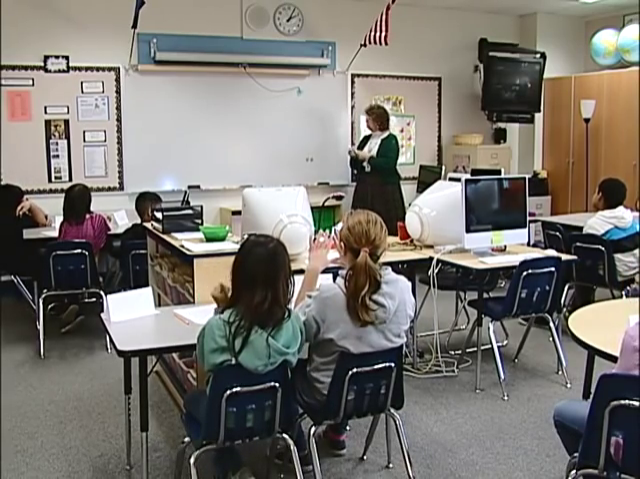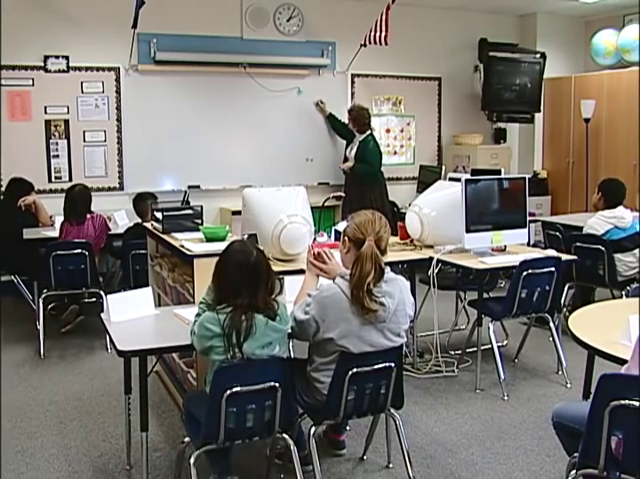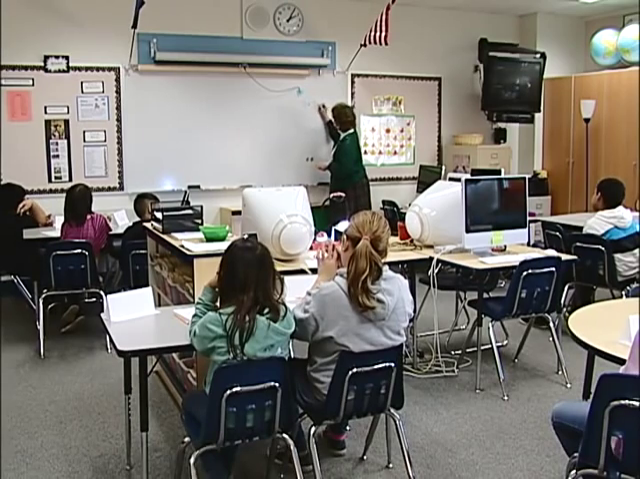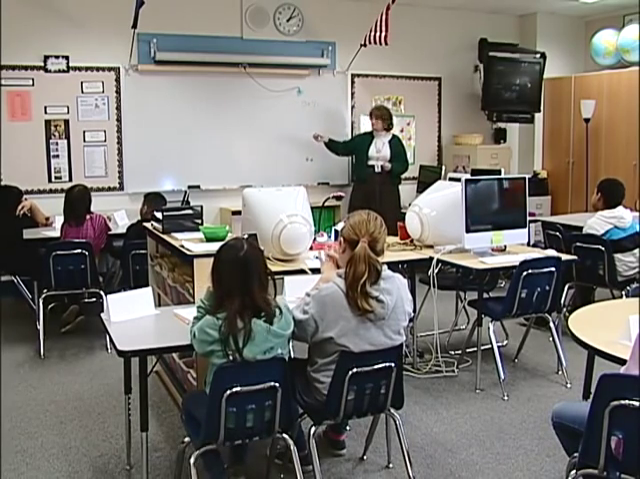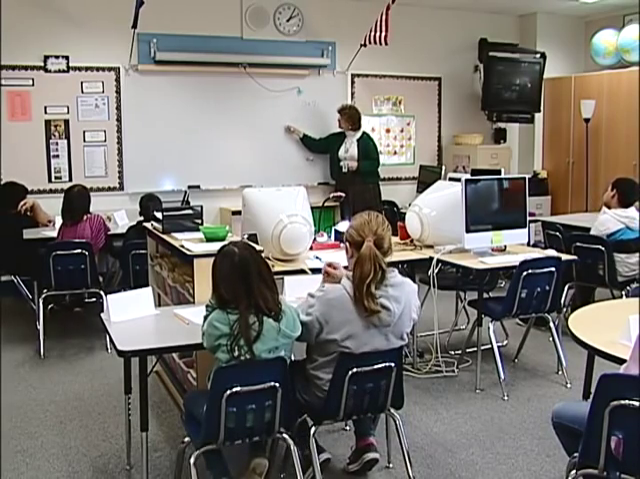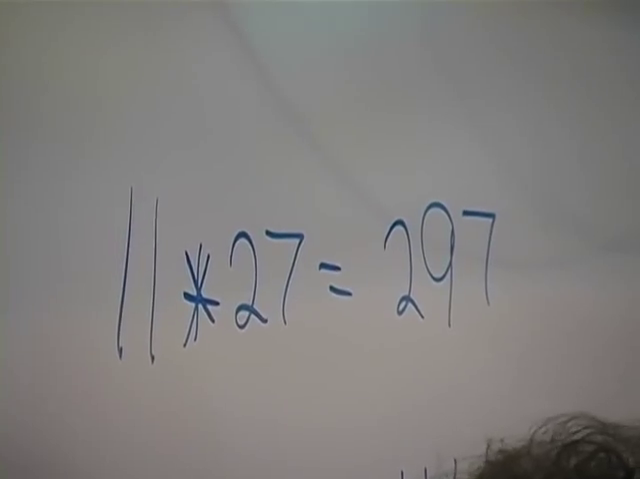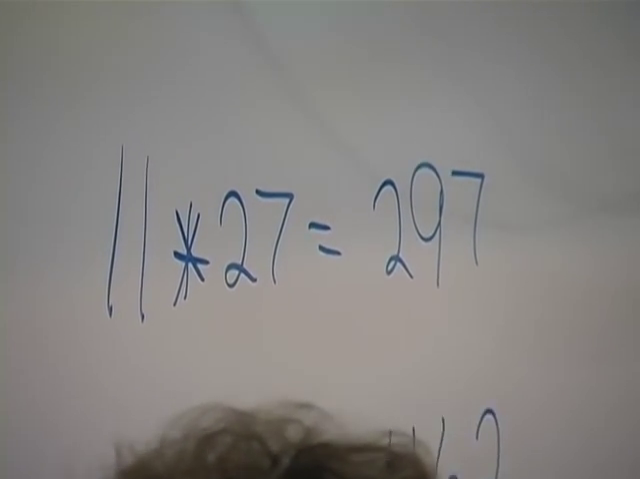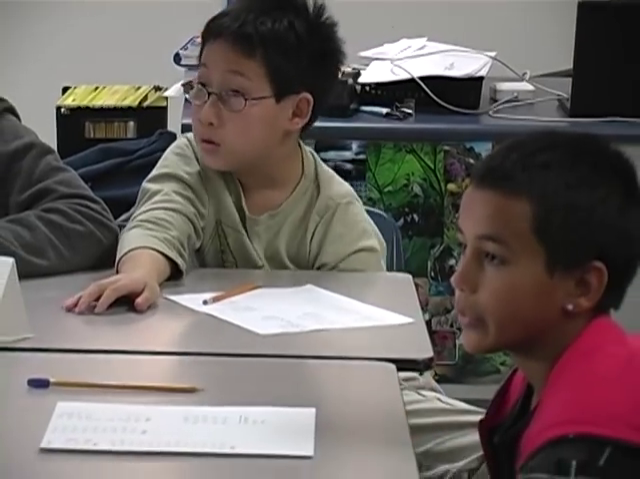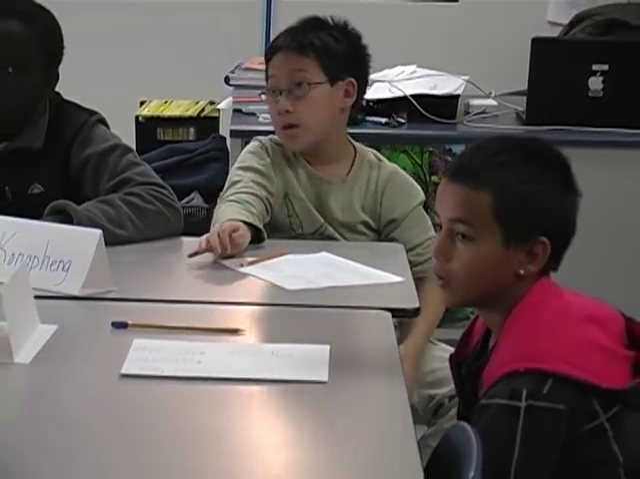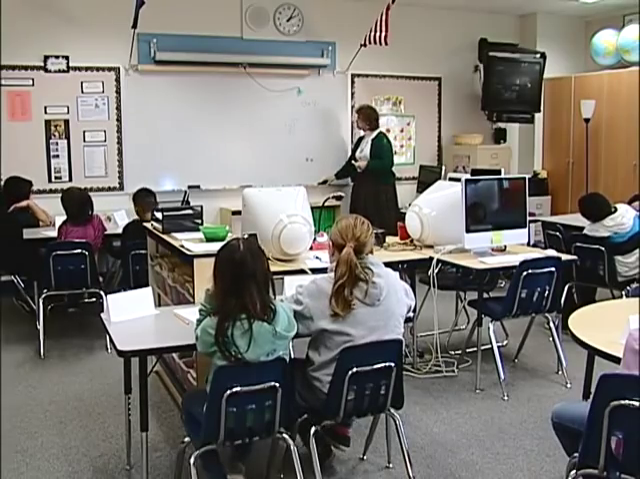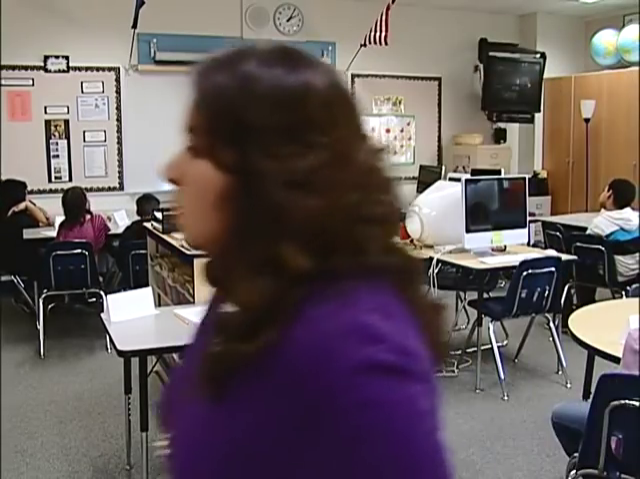Let's try it out. Let's do 13 times 7. Could everybody give me 10 sevens? 70. And can you give me 3 sevens? 21. Right here. 3 sevens, everybody? So what are 13 sevens? 91.